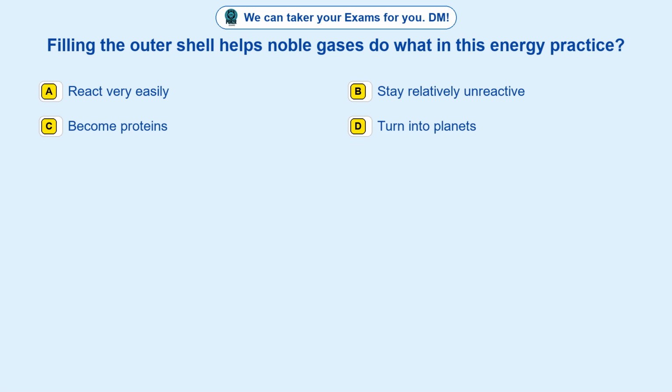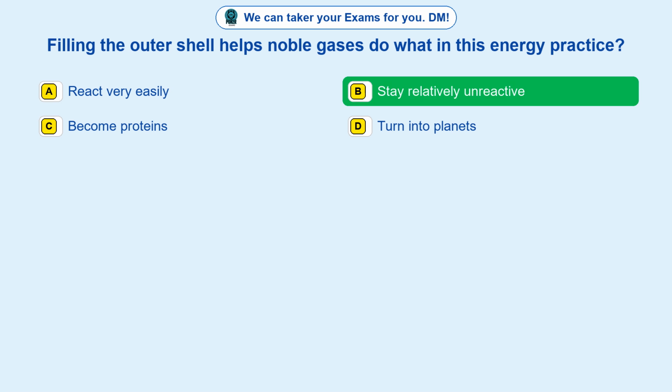Question 41. Filling the outer shell helps noble gases do what in this energy practice? Option A, react very easily. Option B, stay relatively unreactive. Option C, become proteins. Option D, turn into planets. The correct answer is option B, stay relatively unreactive.